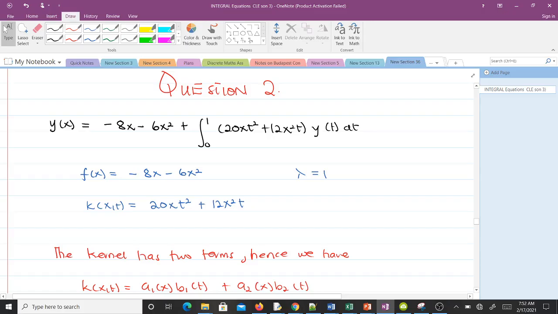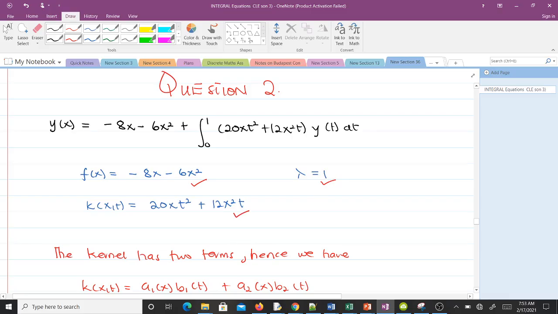So let's solve it. It says y of x is equal to negative 8x minus 6x squared plus the integral from 0 to 1 of 20x t squared plus 12x squared t, times y of t, dt. Comparing it to the general form of our integral equation, the free or forcing term is this, our parameter lambda is 1, and the kernel is that.